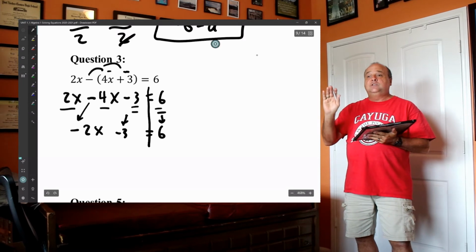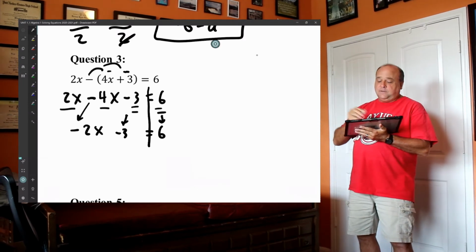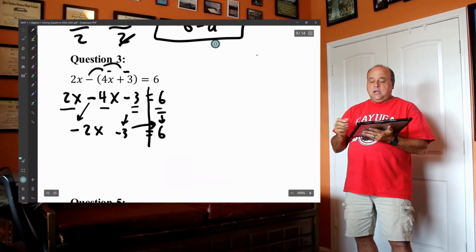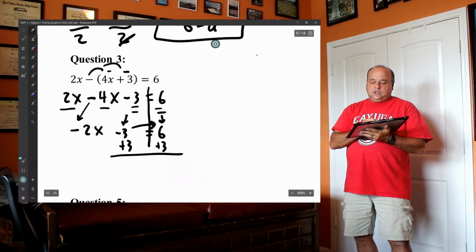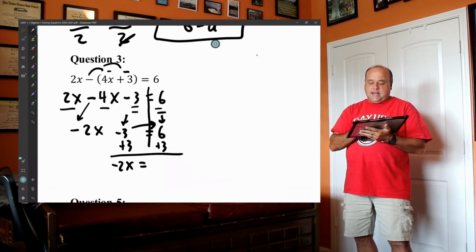Now then, the letter is on the left-hand side, so the numbers have got to go to the right-hand side. So the opposite of minus 3 is to add 3 to it. So negative 2x equals 6 plus 3 is 9.